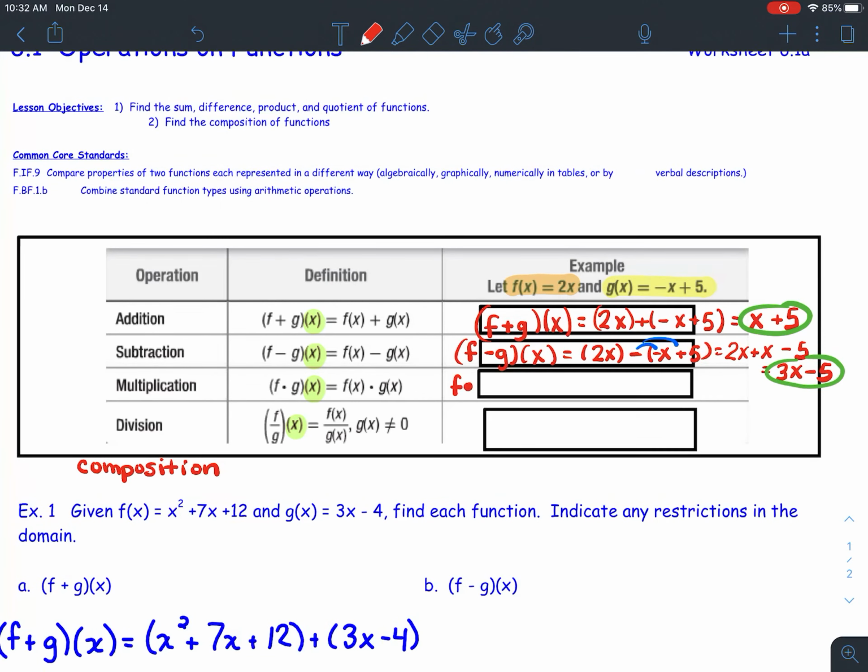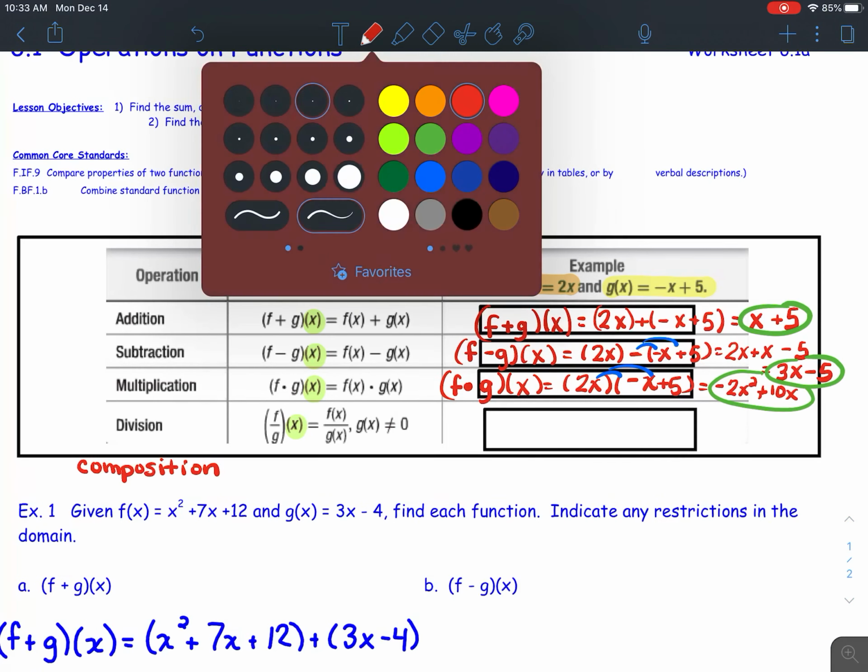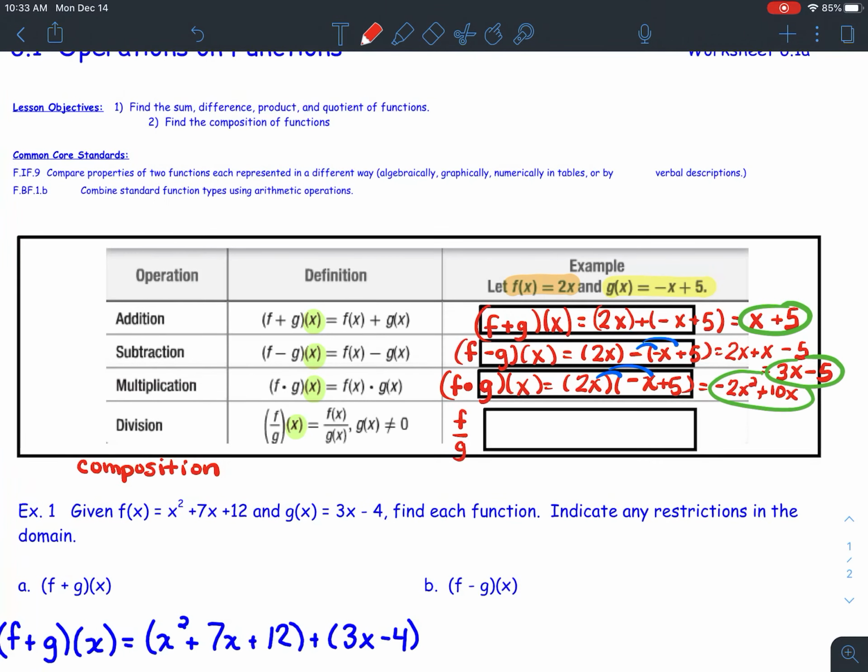When we multiply, we're using a big closed-in dot to represent multiplication. Here we would be multiplying the 2x times the negative x plus 5. Okay, this is the situation where we would be distributing the 2x. We would get negative 2x squared plus 10x. That would be the answer for multiplying them. And then really, the easiest one of all of these is the division, because all that you're doing is you're just simply going to stack them, function f in the top, function g in the bottom. So function f is 2x, function g is in the bottom.